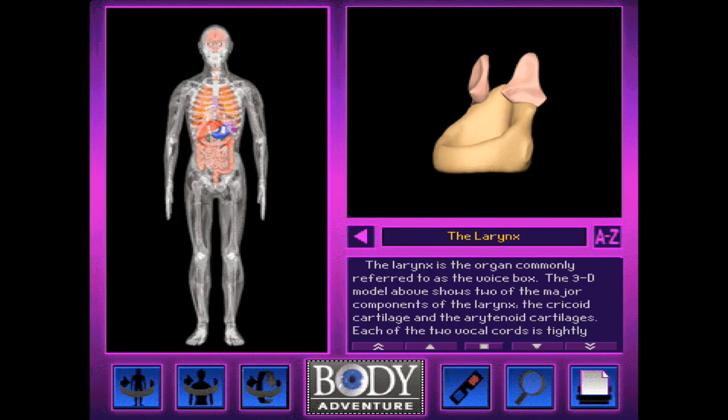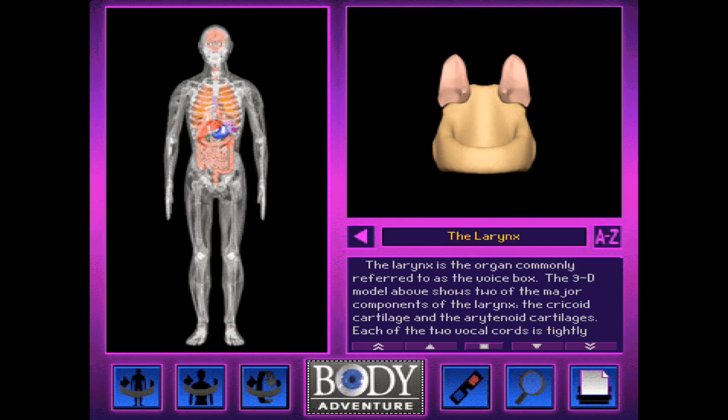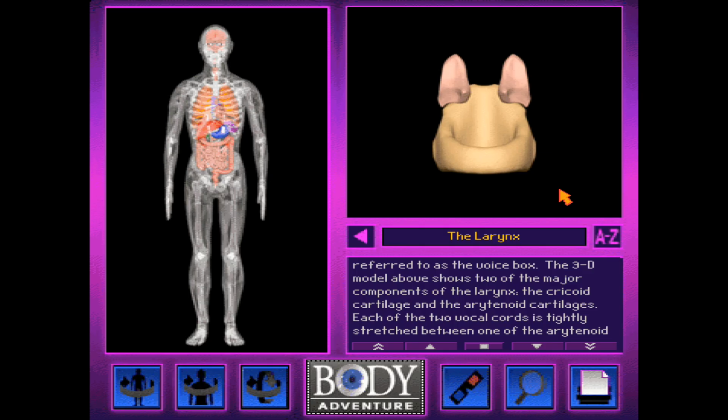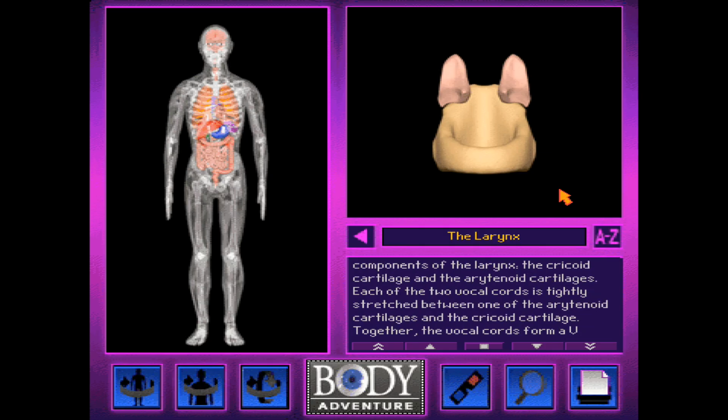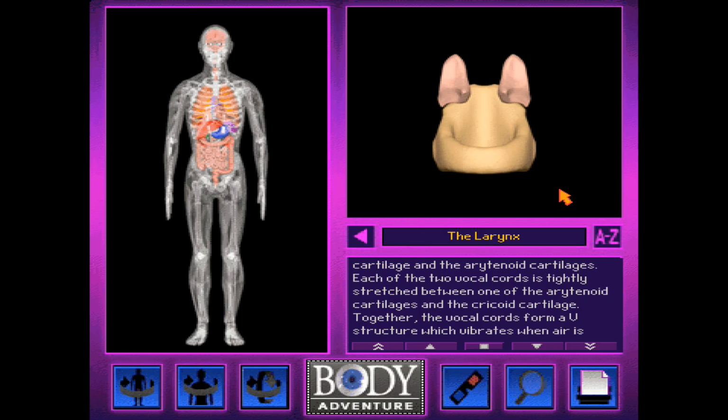The larynx. The larynx is the organ commonly referred to as the voice box. The 3D model above shows 2 of the major components of the larynx, the cricoid cartilage and the arytenoid cartilages. Each of the 2 vocal cords is tightly stretched between one of the arytenoid cartilages and the cricoid cartilage.